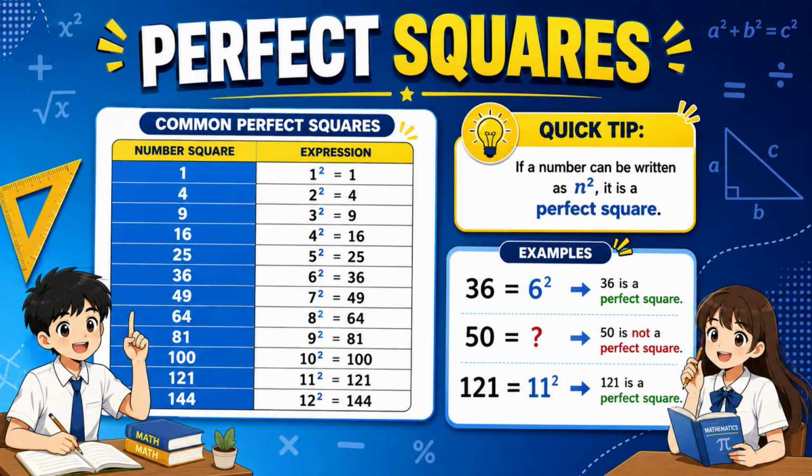These are some of the perfect squares you should memorize. Knowing them will help you determine square roots quickly. For example, because 9 squared is 81, we immediately know that the square root of 81 is 9.